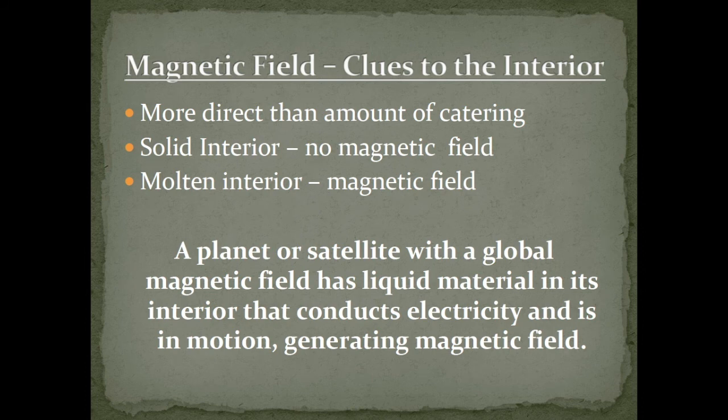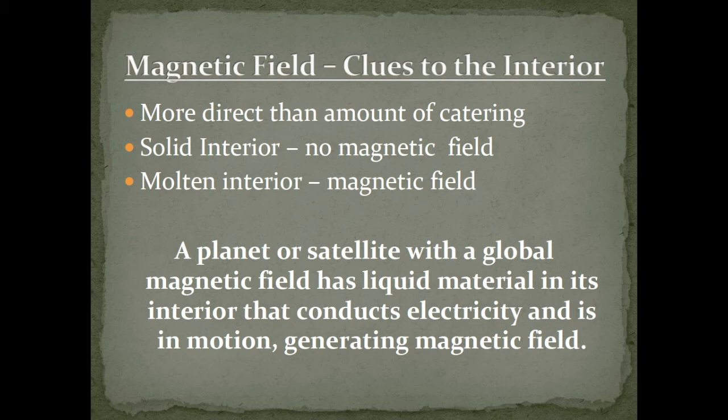Another way we can compare planets is by looking at the magnetic field. The magnetic field of planets gives us a clue to the interior state of a planet, and this is more direct than looking at cratering rates. Cratering rates: if we see a lot of craters, it means that the surface is not renewing, and therefore it probably has a solid interior. If we see that the surface doesn't have too many craters, meaning that the surface is renewing, it would indicate that the interior is molten.